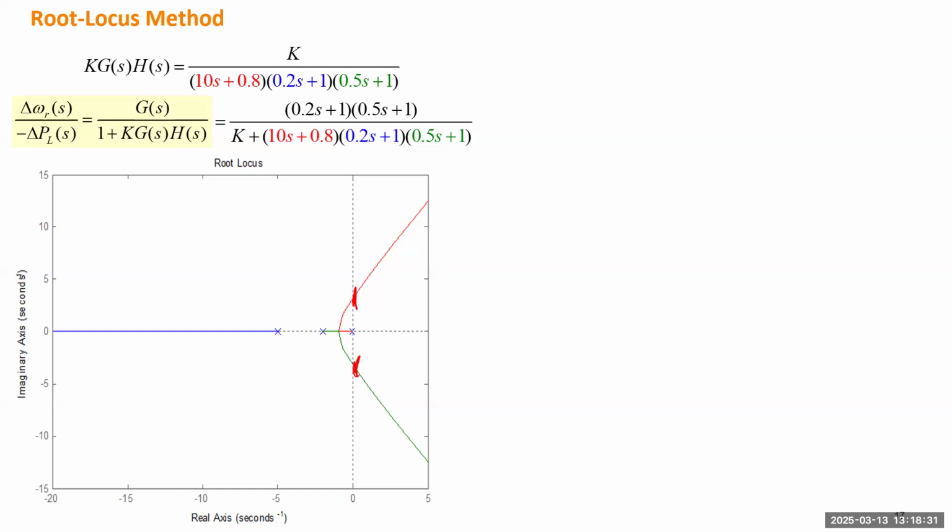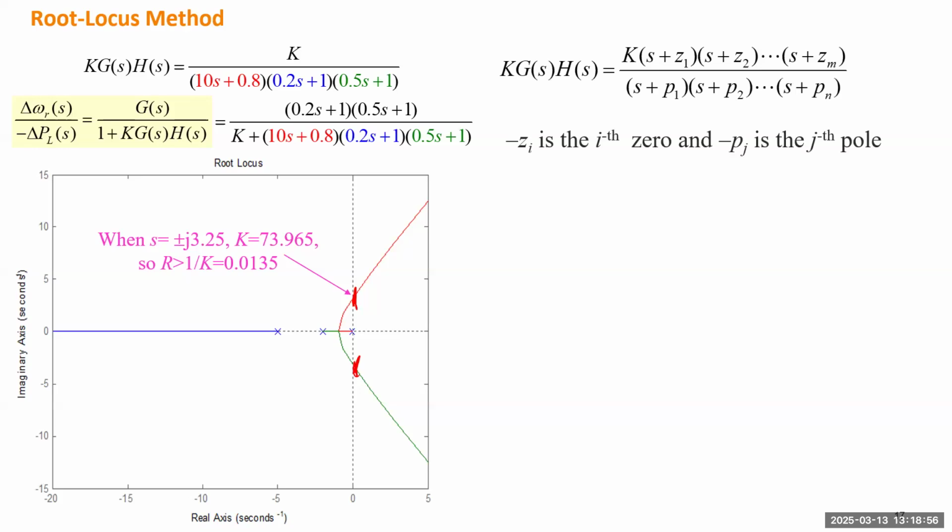Okay, if you know how to use MATLAB, you can just give MATLAB this transfer function, and it will draw this root locus for you. That value exactly tells you k is equal to 73.965. It's the same as the result from the Routh table method. All right, there's an appendix in Sadai's book that gives you more detailed description of the steps of the root locus method.